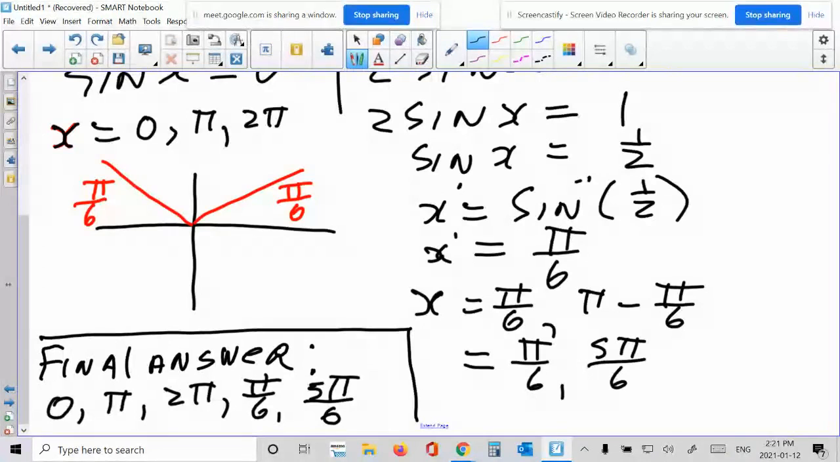What is the order of magnitude? Order of size. So if it was in order of size, the smallest angle would be 0. And let's see, the next one would be pi over 6, and then 5 pi over 6, and then pi, then 2 pi. I don't really care, right? Just give me them all. That's what's most important to me.